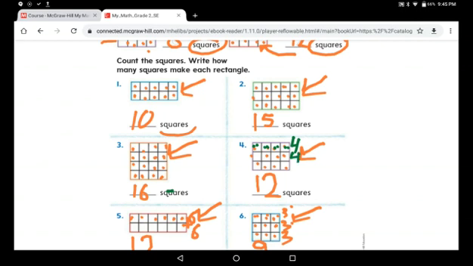So here row 1. Here row 2 has 4 also. And row 3 has 4 also. Got it? So first row, second row, and third row. In each row I have 4. So 4 plus 4 plus 4 will be equal to 12, which is correct. Got it? Clear?